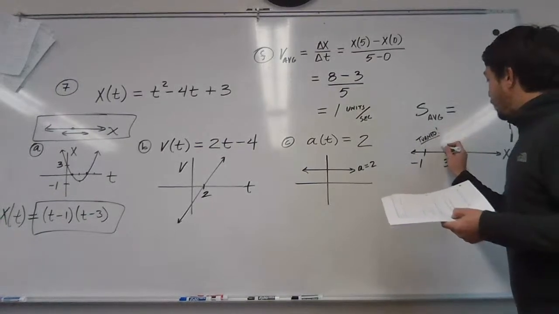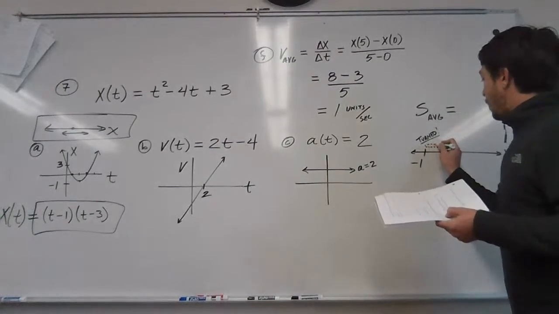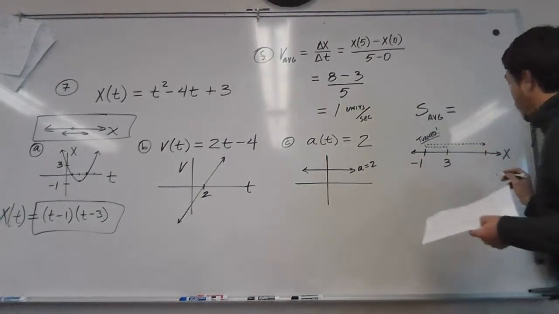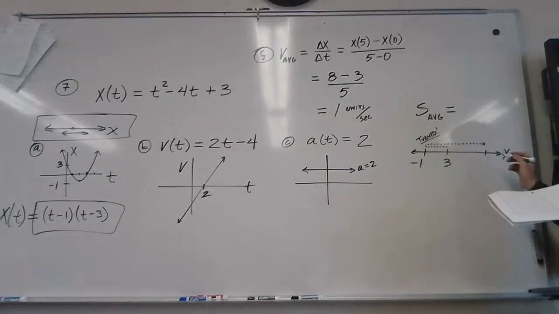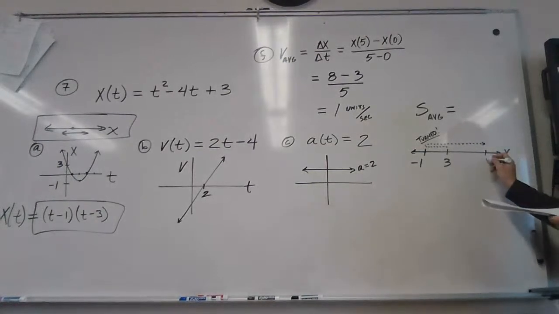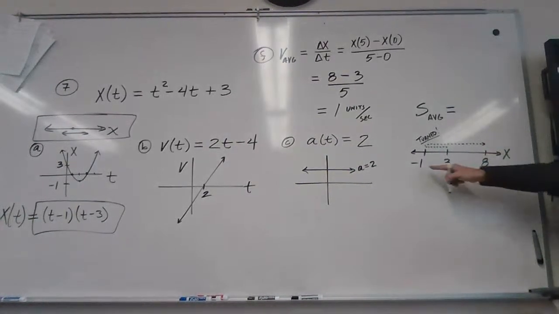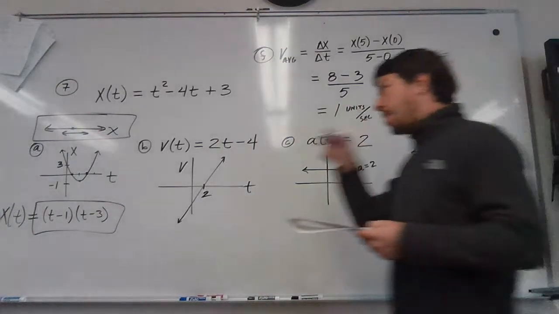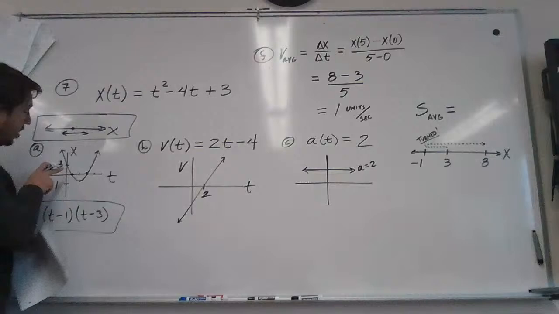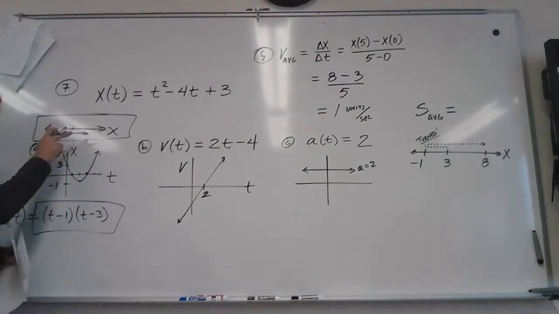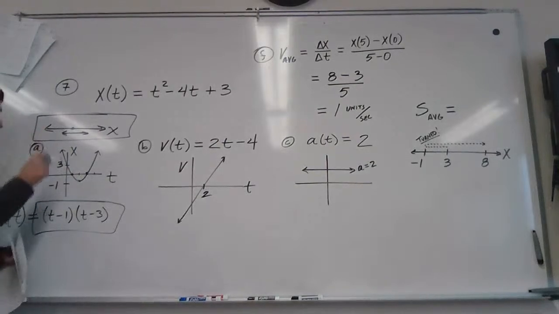So he went this way, turned around, and where did he end up eventually? At time 5? Okay, who's lost? A little bit, so let's back up then. Was it the negative 1? Okay, so does it make sense why this graph is saying that he went left and then right? That does make sense? Okay.